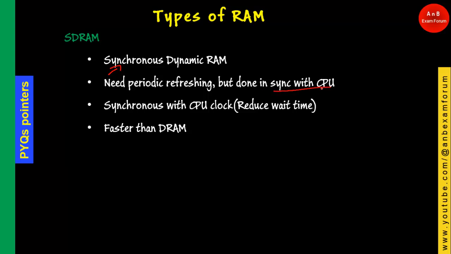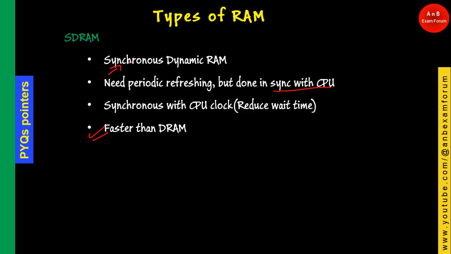So what is the advantage of having synchronous with the CPU? If I am synced with the CPU, the wait time for reading and writing operations will be reduced. In this way it is faster than DRAM. So SDRAM is faster than DRAM because it is synced with the CPU.